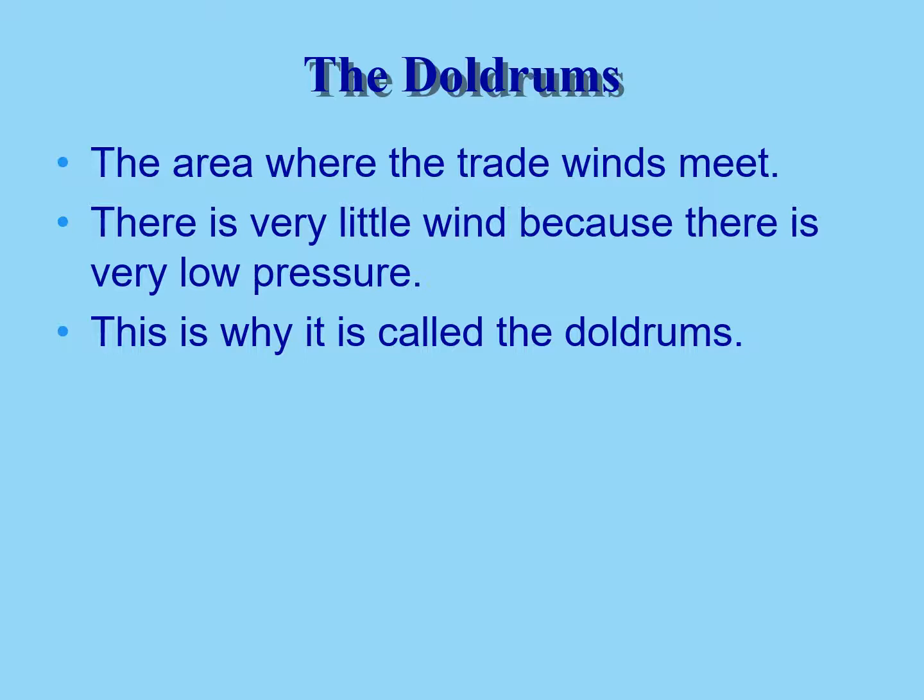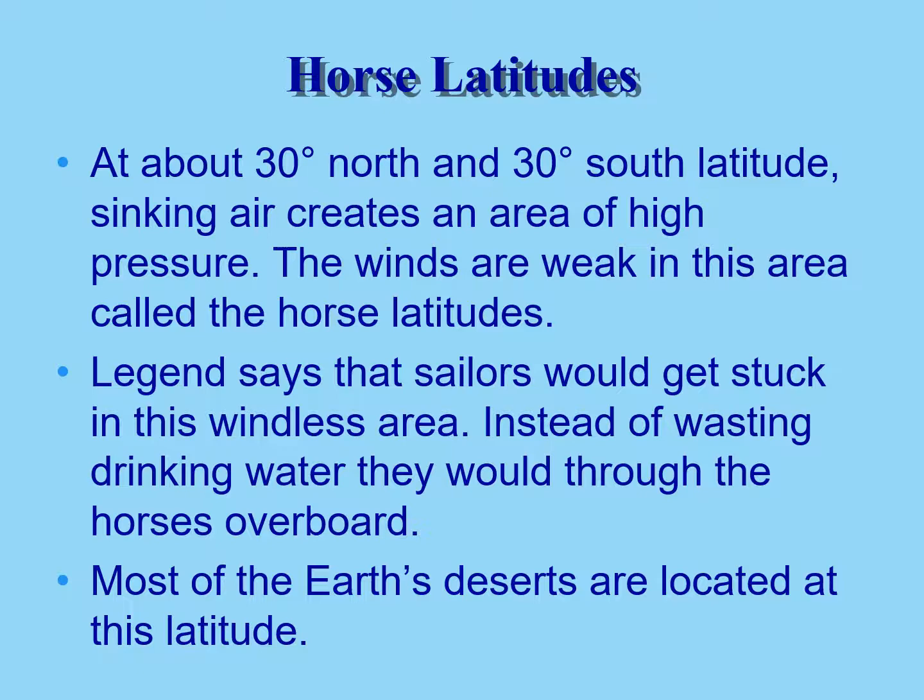And like we said, the key thing: if you don't remember anything about what causes wind, you've got to understand wind is caused by differences in air pressure. So if it's just low pressure there, there's not a lot of difference, which means you're not going to have a lot of wind. Same thing with the horse latitudes. They're found at 30 degrees north and 30 degrees south. The winds are weak in this area because they have a lot of high pressure. Wind is caused by pressure differences, which means if it's just high pressure, then there's no difference in pressure, which means there's not going to be a lot of wind.